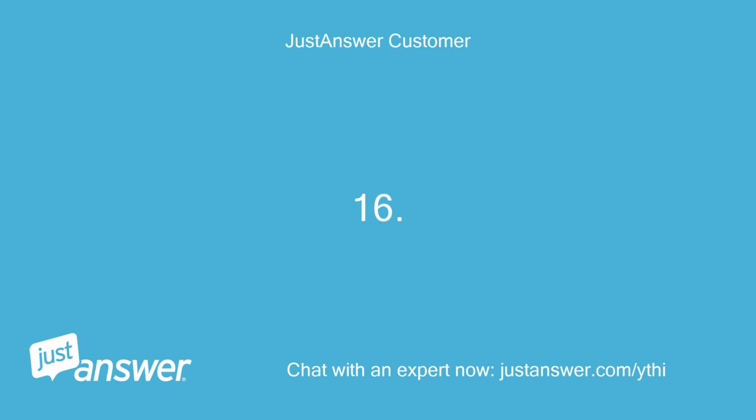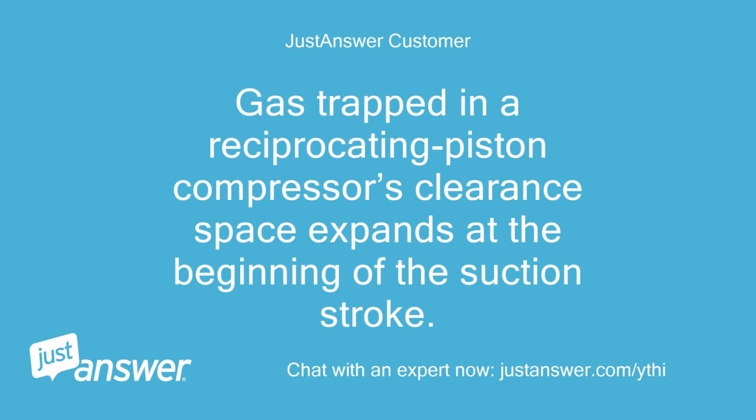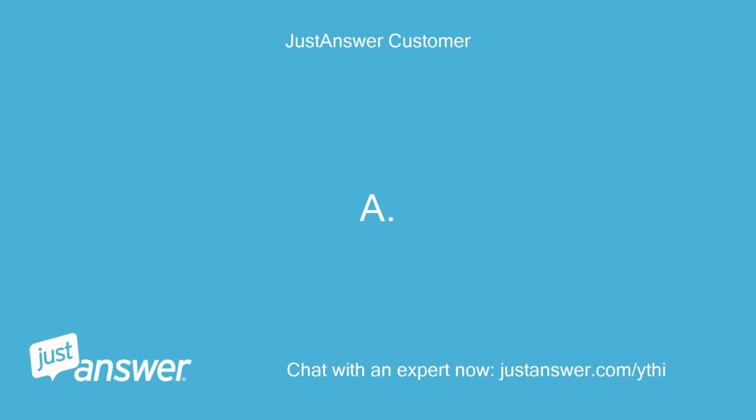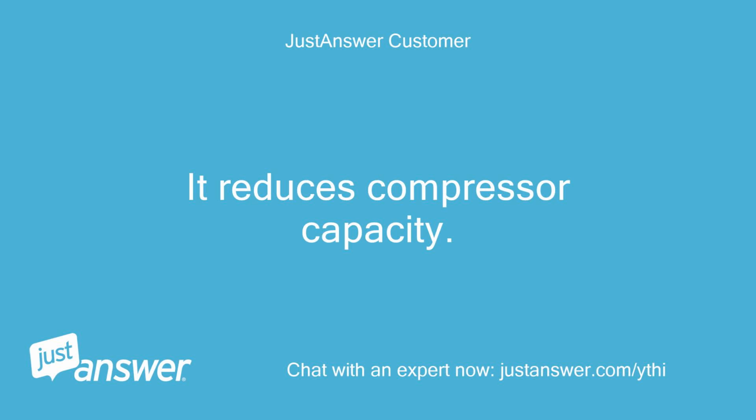16. Gas trapped in a reciprocating piston compressor's clearance space expands at the beginning of the suction stroke. What effect does this have on the system? A. It reduces compressor capacity.